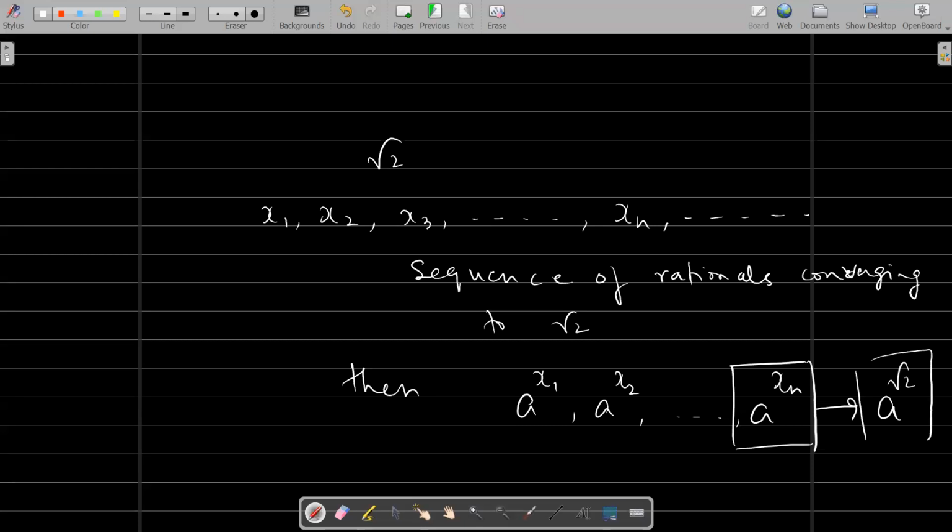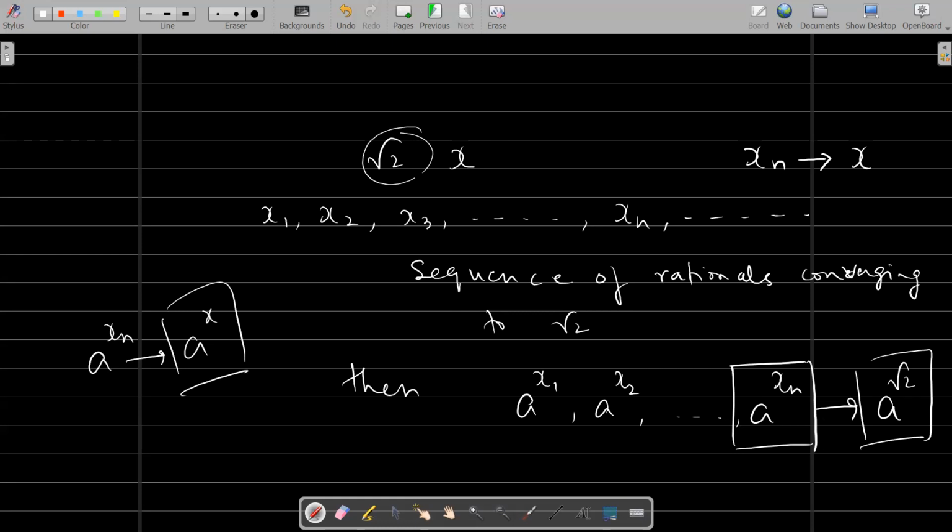Right? That's our definition. More generally, instead of root 2, you can replace it by any irrational. So x is any irrational. You take a sequence of rationals xn converging to x, which is shown this way. This is the notation. xn converges to x. Then I look at the sequence a raised to xn, and the limit of this we define as a raised to x. So that's the definition of a raised to an irrational.